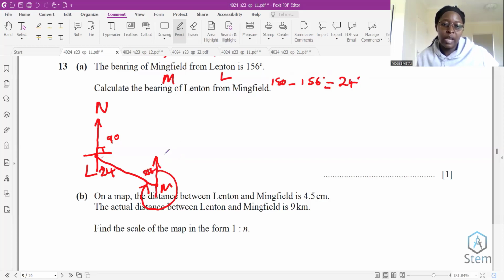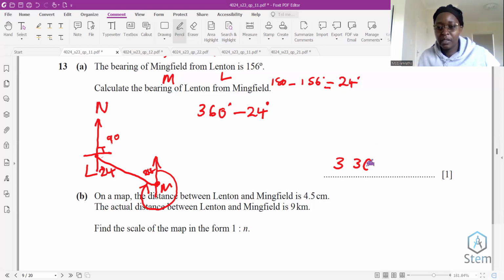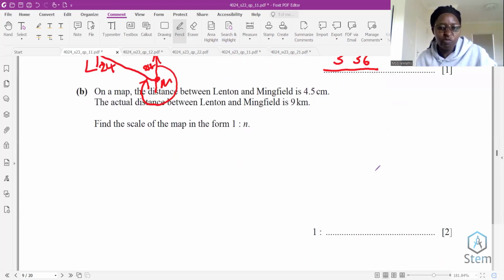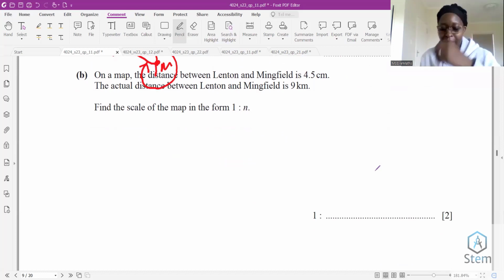Angles at a point, at Mean Field, add up to 360. To go right round is 360. So to get the bearing, it's going to be 360 degrees minus 24 degrees. If you subtract this, you get 336 degrees. That's the bearing. Let's move on.